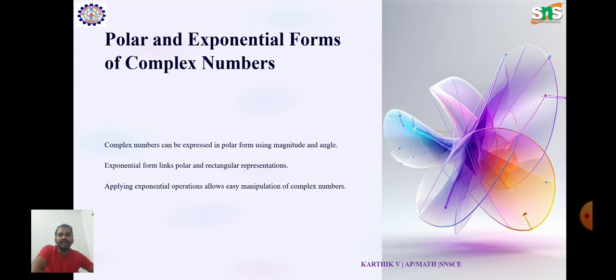sin theta. Exponential form. In the exponential form, a complex number z is represented using its magnitude r and argument theta as exponent of the base e. The exponential form of a complex number z is given by z equal to r into e power i theta.